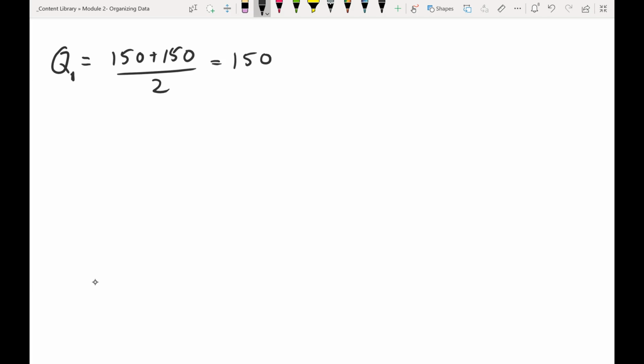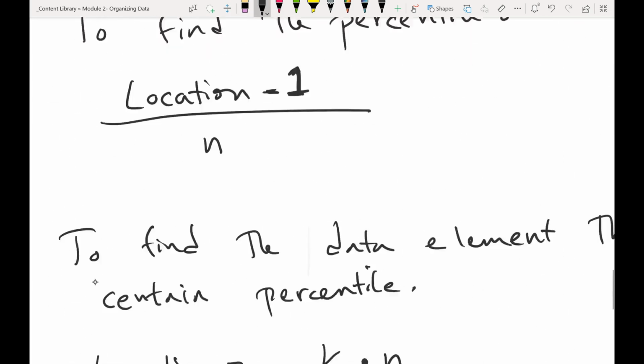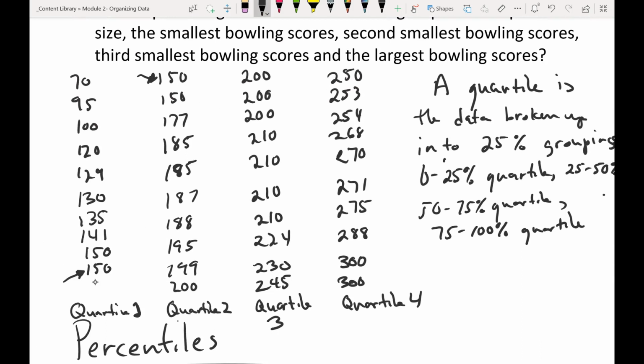All right. The next one I'm going to find is my median. The median is also the 50th percentile, the midpoint between the data. We've actually done this before with this data. Going down to bowling team 2, it's the one between quartile 2 and quartile 3, because quartile 2 is 25 to 50%, and quartile 3 is 50 to 75%.